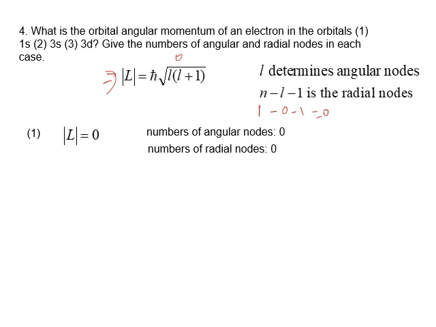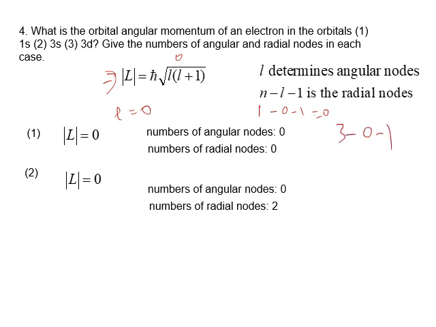Okay, let's look at the 3s orbital. For the 3s orbital, the angular momentum quantum number L is still 0 because it's an s orbital, and therefore the magnitude of angular momentum is still 0. Now for the angular nodes, L equals 0, so there are no angular nodes. But what about the radial nodes? In this case, n equals 3, so 3 minus 0 minus 1 gives you 2 radial nodes.